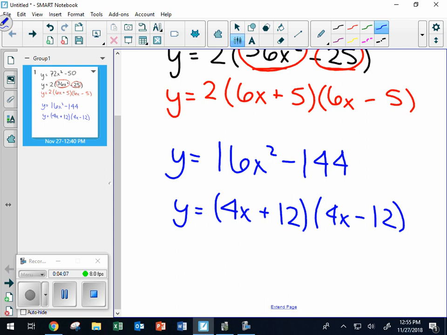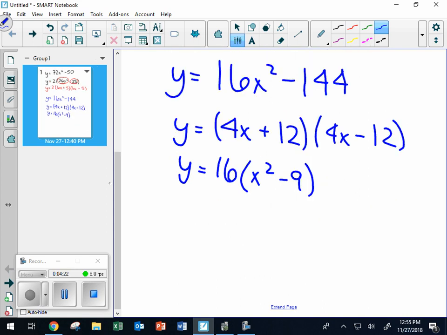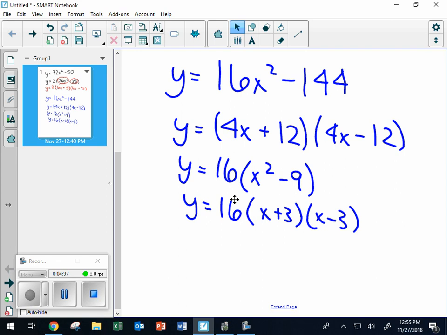So this might be one answer you got. Other people might have done this a different way. They could have seen, I know that 16 goes into 144. So y equals 16 times x squared minus 9. And what you have remaining, isn't that still two perfect squares? So you would end up with 16 times x plus 3 times x minus 3. Those are both the same. If you ended up with either of those, they would be perfectly acceptable.